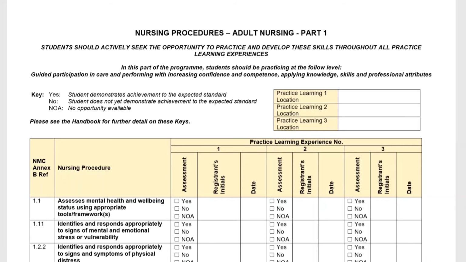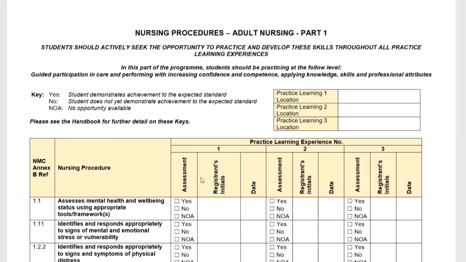When you see a non-blue heading, so for example we use this straw yellow colour, that indicates that this is part 1 of the programme, and these all have to be achieved within that part of the programme. So the practice learning location, the first practice learning experience of the year, where that is filled in, and this must be completed on every practice learning experience. It can't be left, it must be completed. And so it's a yes, no, or no opportunity available.